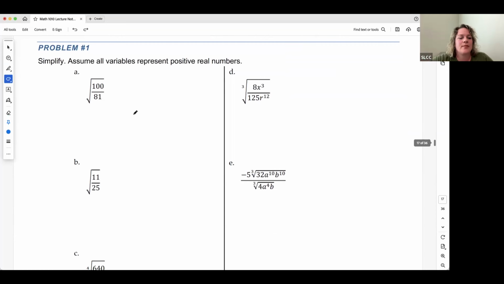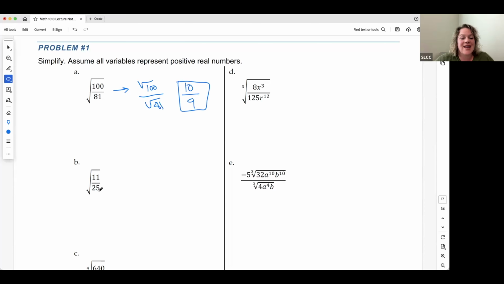Look at A, square root of 100 over 81. Can I simplify 100 over 81? Is there anything they're both divisible by to kind of clean that up? No. So I simply take the square root of 100 over the square root of 81. The square root of 100 is 10, and the square root of 81 is 9. That's it. You're done.